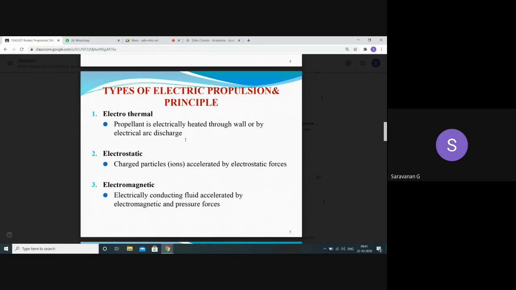The first one comes under the arc jet and wall jet. The resistojet is also known as the wall jet. It is the thermal resistance due to the wall. The other one is due to arc discharge. So the propellant is electrically heated through a wall, by an arc or by discharge. If you go for a wall, it is called a resistojet. If you heat the propellant by using an electric arc, that is called arc jet propulsion.